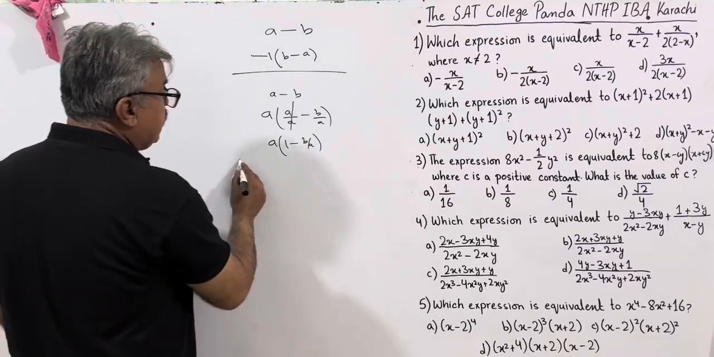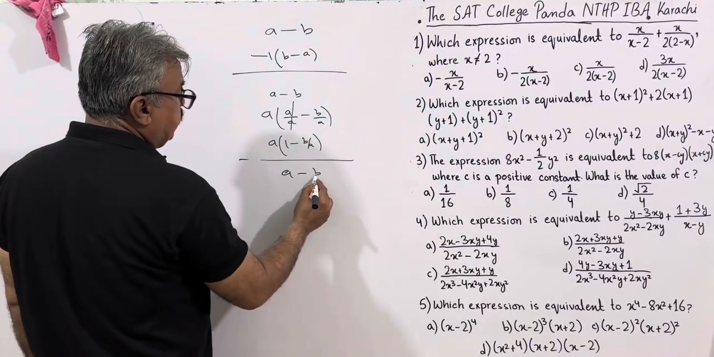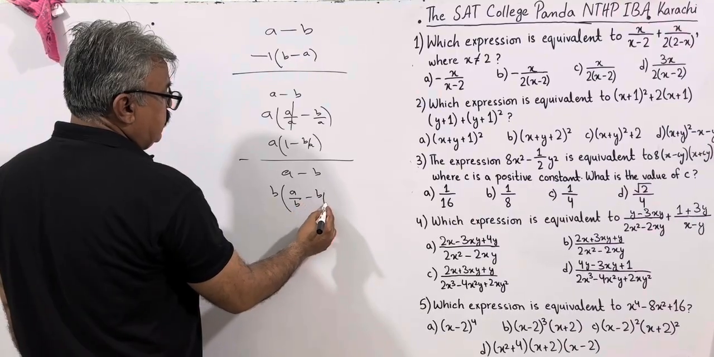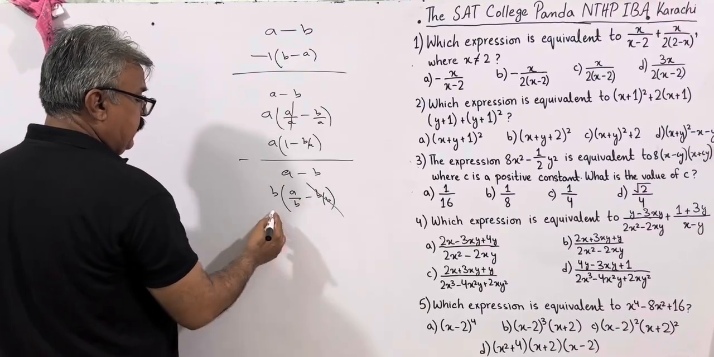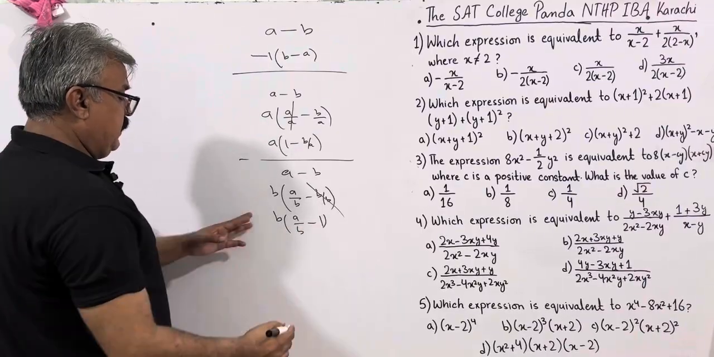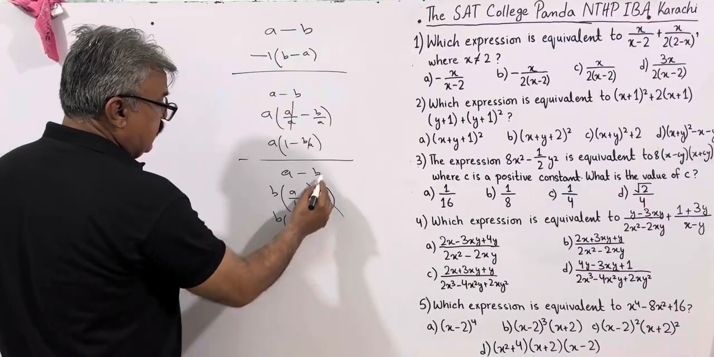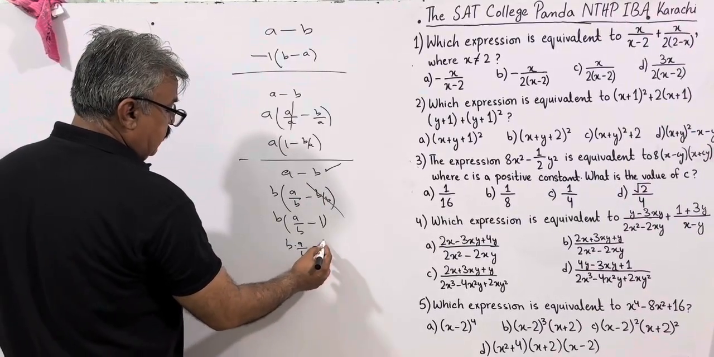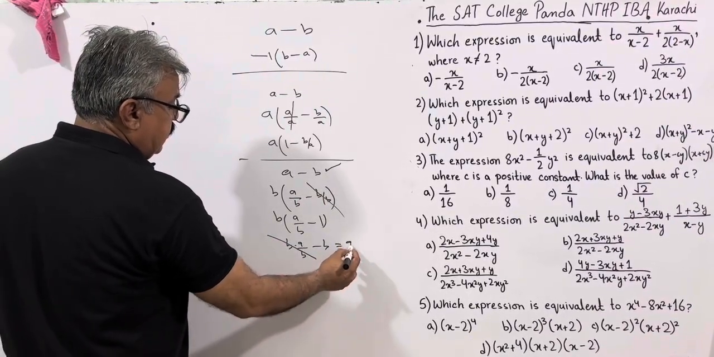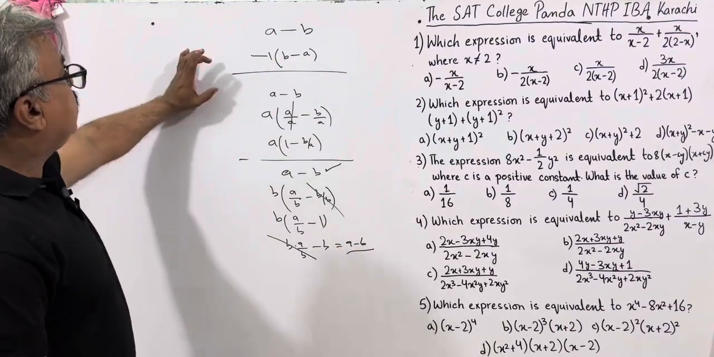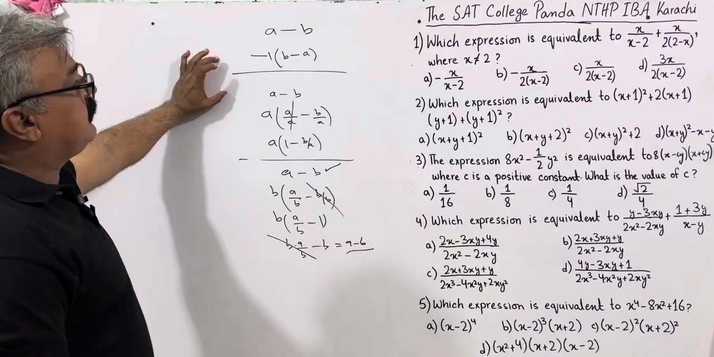Or I can take b common from here. Taking common means to divide with the same. It will be a over b minus 1. If I multiply b for verification, I will arrive here. B times a over b minus 1, times b cancelled out. I have the same a minus b. That is the advancement of the concept of common.